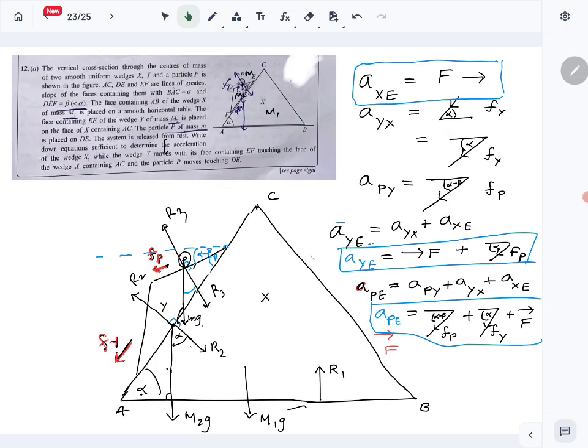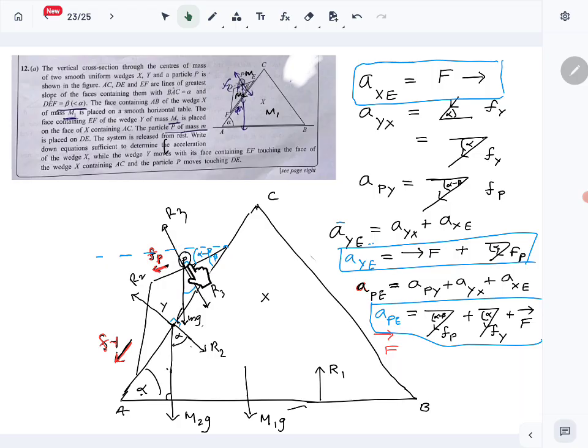Right. So the next equation, how do we create it? Now we did the system. Now we can look at wedge y and the particle p together. Why are we taking them together? What is the reason for taking y and p together? Reason is then I don't need to worry about R3.